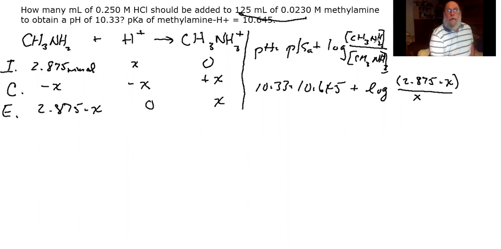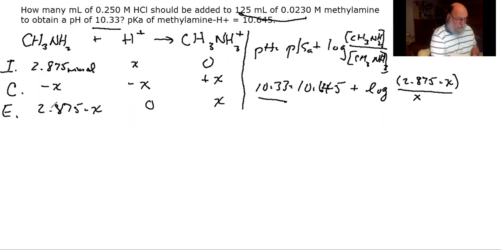Once again, our buffer equation, log of base over acid form plus pK, gives us our pH. We have a target pH of 10.33 here. And so there's the pK, 10.645. So anyhow, what we do is we swap sides. I subtract 10.645 from both sides, and then I rearrange and solve for X.